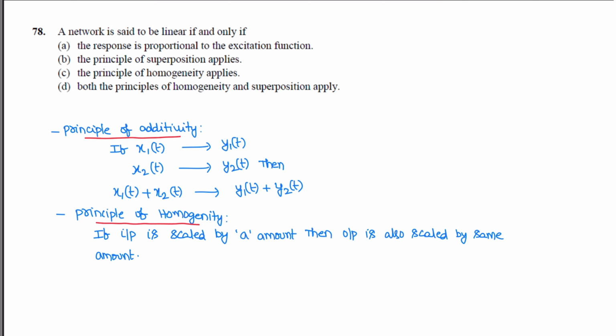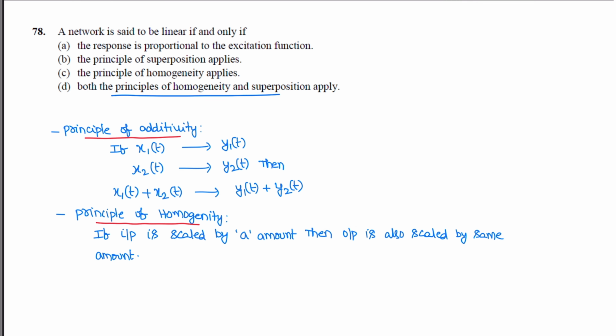The principle of additivity states that if input x1 of t produces output y1 of t and input x2 of t produces y2 of t, then the combined input x1 of t plus x2 of t produces the response y1 of t plus y2 of t. Similarly, if the input is scaled by an amount, then the output is also scaled by the same amount. So a network is said to be linear if it satisfies both the principle of homogeneity and the principle of additivity. This additivity is also called superposition. So the correct option is D.